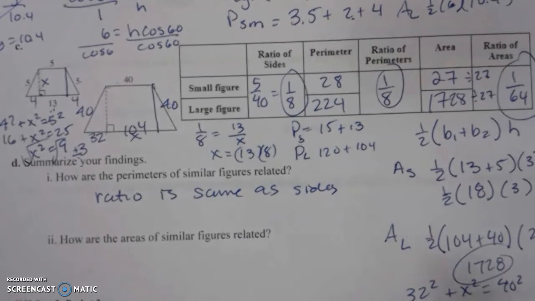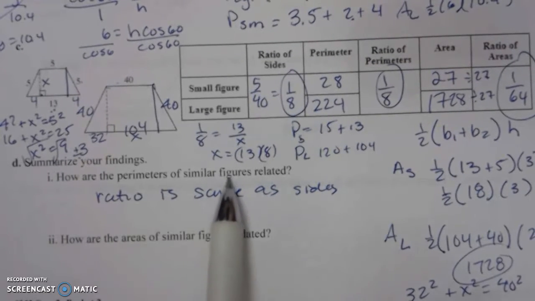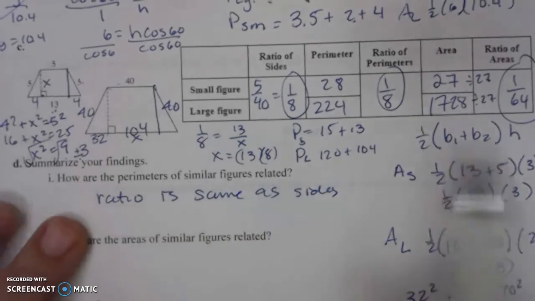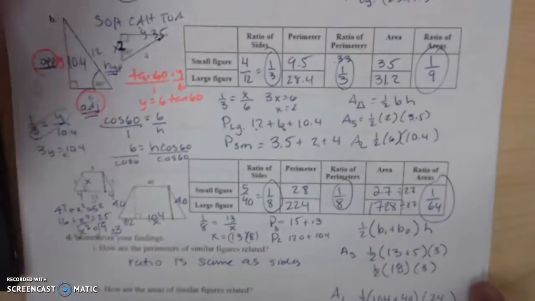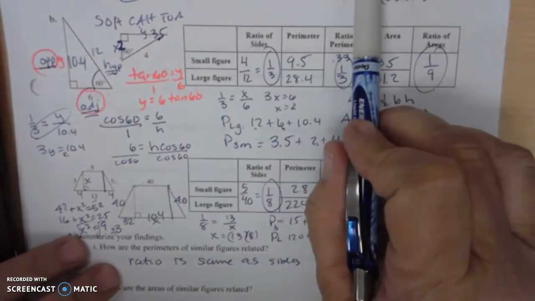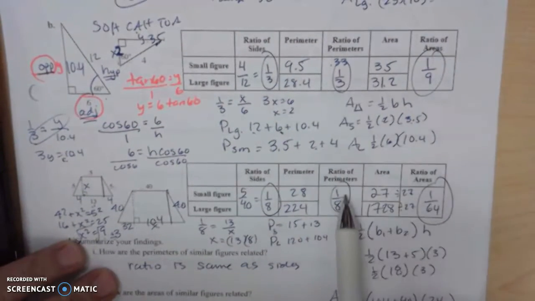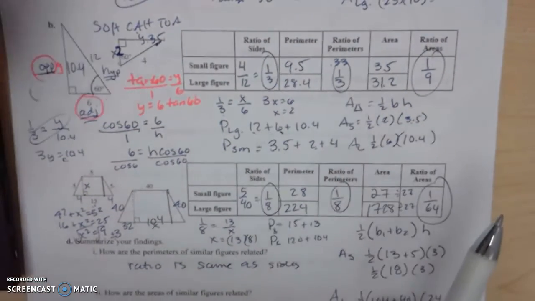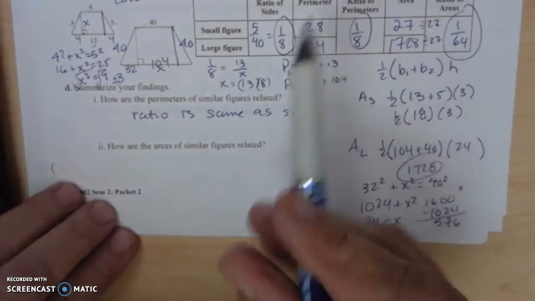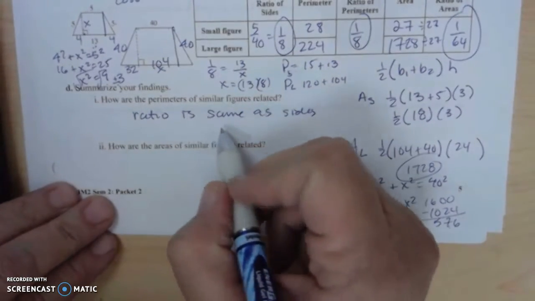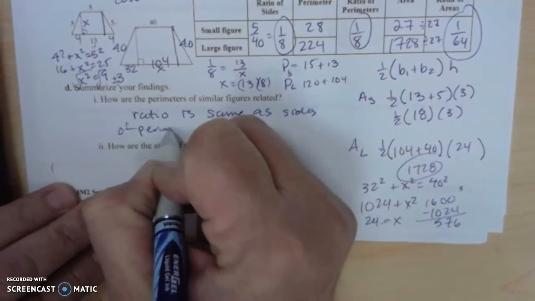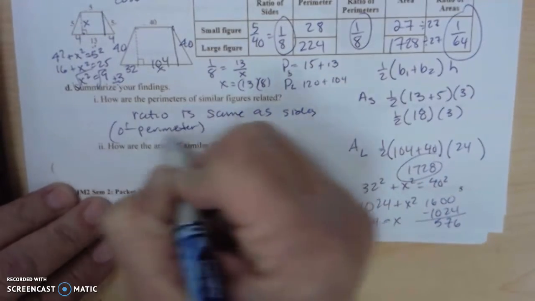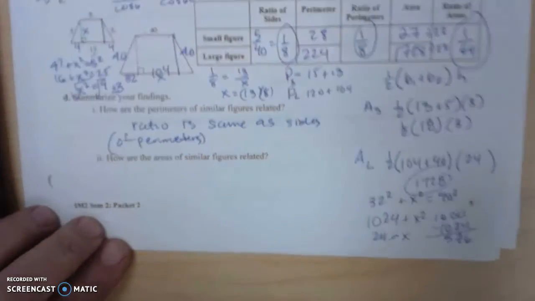Okay, welcome back. This is the second part of the video. We left off talking about how perimeters of similar figures are related. Looking at the work that we've done, we see that the ratio of the perimeters is the same as the ratio of the sides.